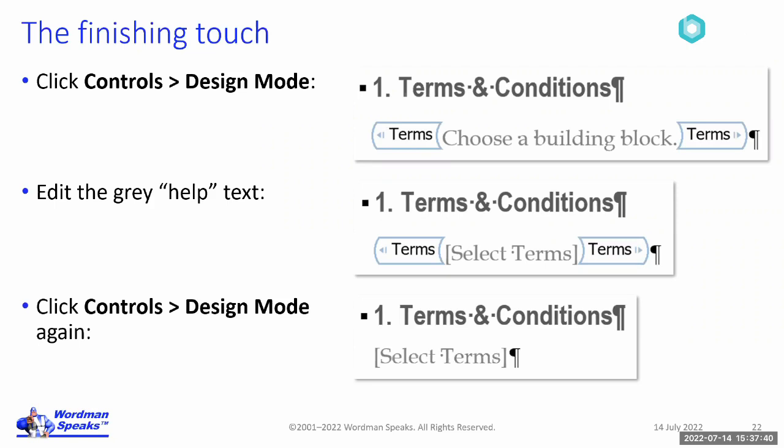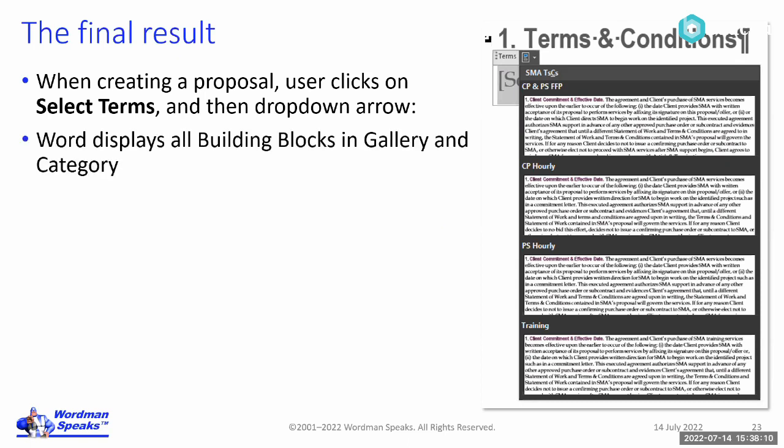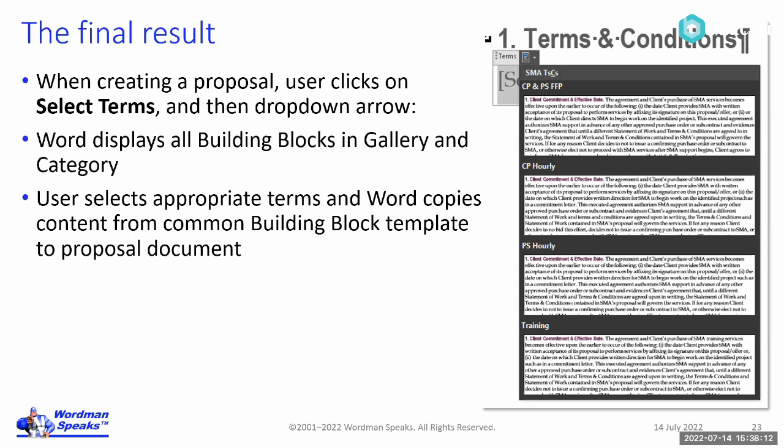When somebody has created a document based on this template, they come in and there's a drop down associated with that select terms, and that is what you see. So there's all our terms. We select the one we want. And what happens is Word reaches back into the common building block file, grabs all that content and pops it straight into your proposal. So that's that.